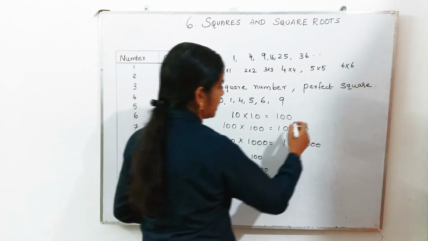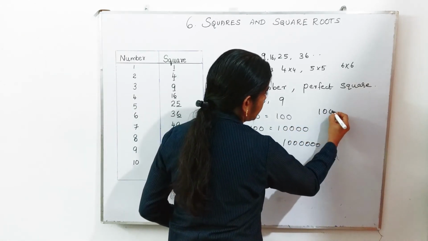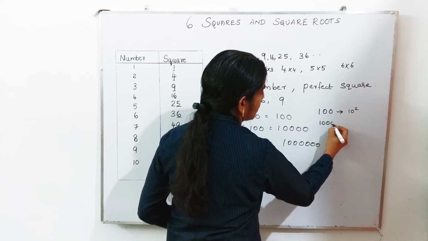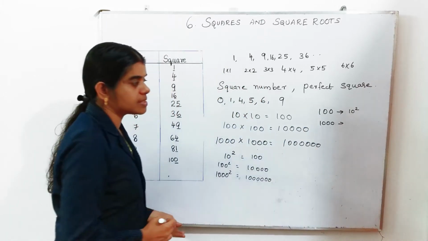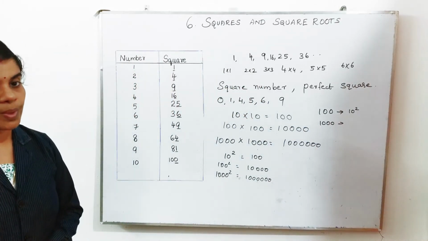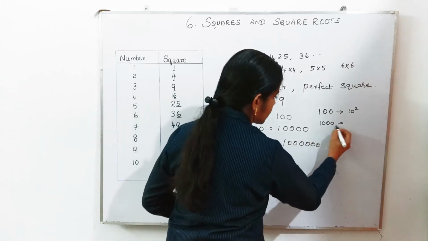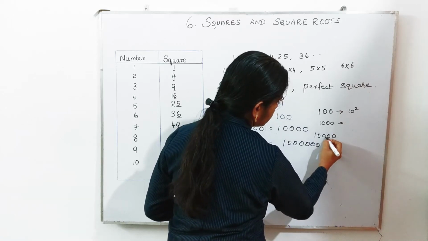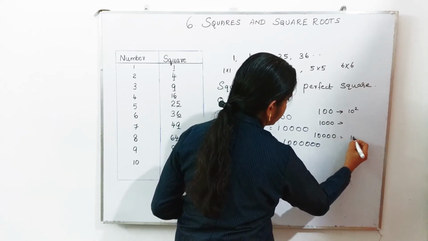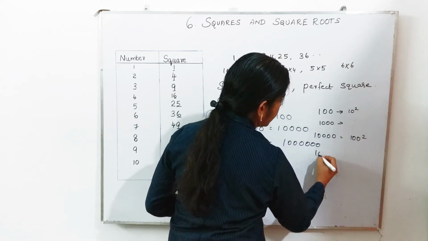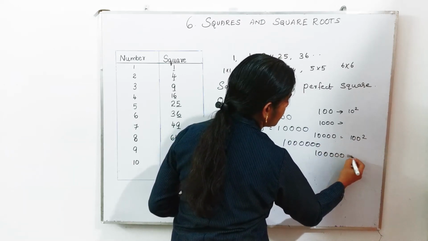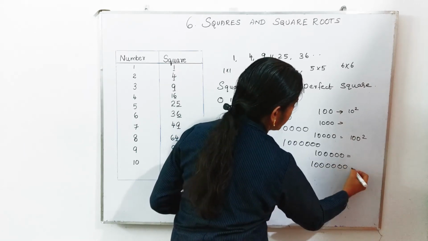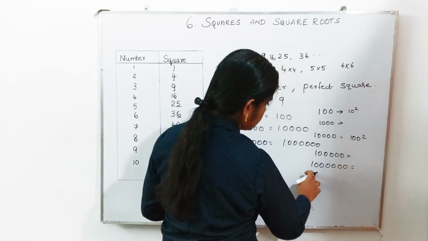If I am taking this 100, then you know that 10 square is equal to 100. Then I am writing 1000. Is it possible to write it as the square of any number? No, because it has 3 zeros. Next I am writing 10,000. That we can write as 100 square. Then again if I am writing 5 zeros, it is not possible to write in the form of a square. If I am writing 6 zeros, we can write it as 1000 square.